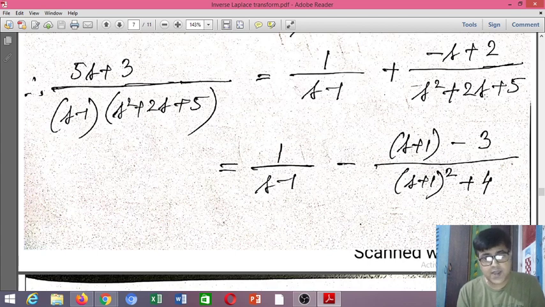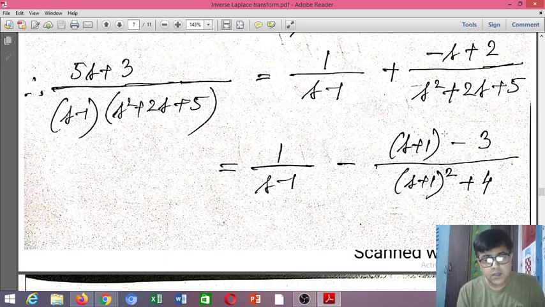The constant term can always be adjusted. So the constant term is 1, but it is 5 here. So 5 minus 1 is 4. So it will be 2 square, which is 4. So the most important thing is that you're getting s square plus a square form. And since we get s plus 1, you have to also modify this variable s to s plus 1.